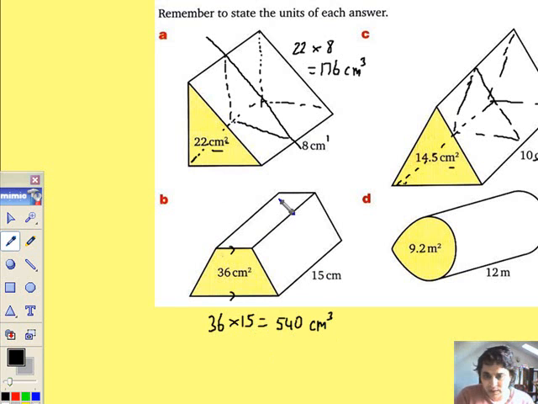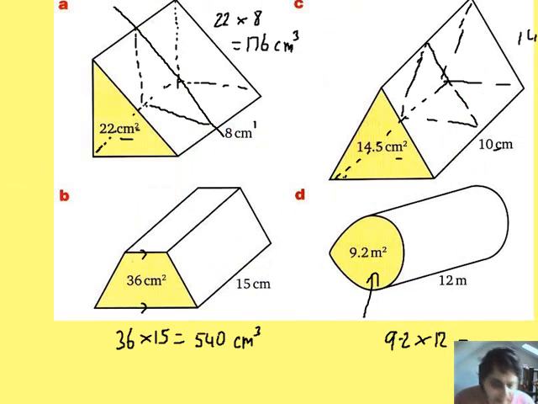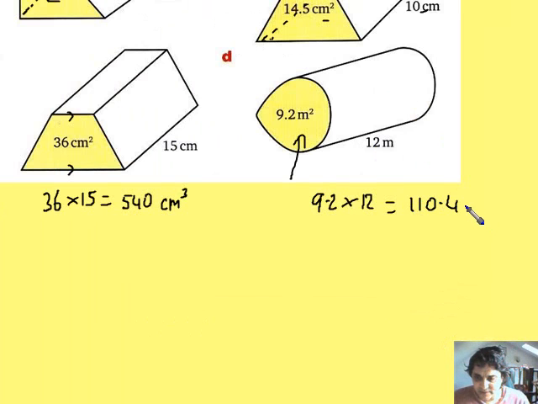I'm not going to try and draw one of these little prisms here, it's just going to be really messy. This one, it's not exactly a cylinder that's lying down, but we don't mind about that because we've been given the cross-sectional area. So I'm just going to go 9.2 times 12 meters deep altogether. Grab the machine. 110.4 meters cubed. Is that alright?